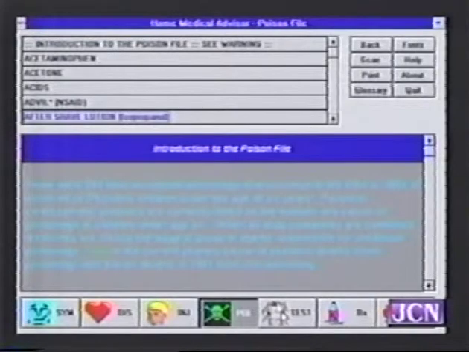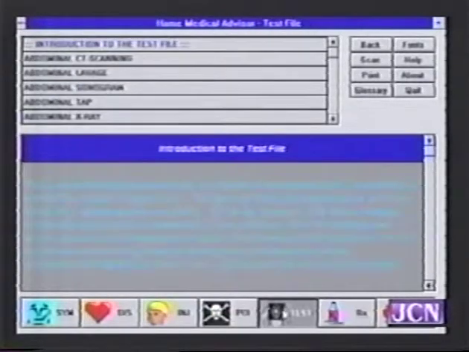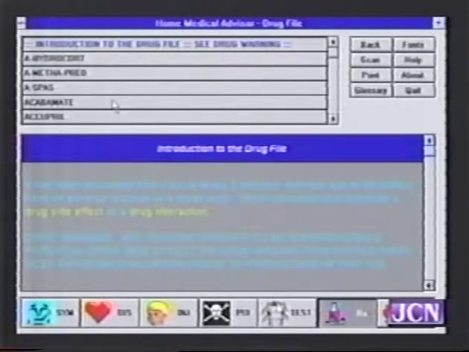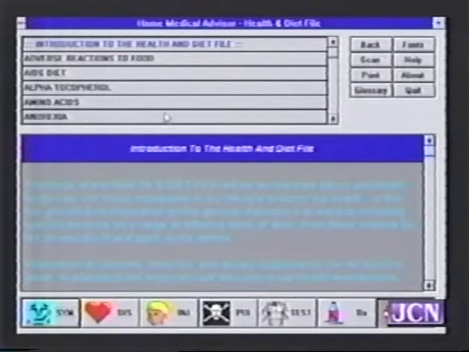Also down here, some other things too, kind of neat. A test: when a doctor says you need a certain test, you can click that and it'll have certain types of tests. You can actually say, well, what actually happens when I get an abdominal tap? Well, I wouldn't know. And then we have a drug file, as well as a health and a diet file, which shows us different types of foods we can eat for different diseases and things of that nature.